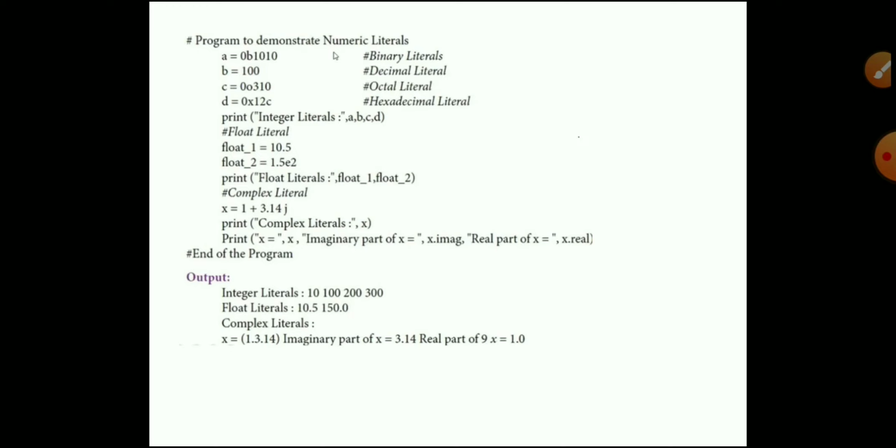Next one is the complex literals. What is a complex literal? x equal to 1 plus 3.14j. 1 is the integer value, and 3.14j is the imaginary value. So an integer value plus an imaginary value with the variable j is called a complex literal. Now we understand that numeric literals have three types: integer, float and complex.